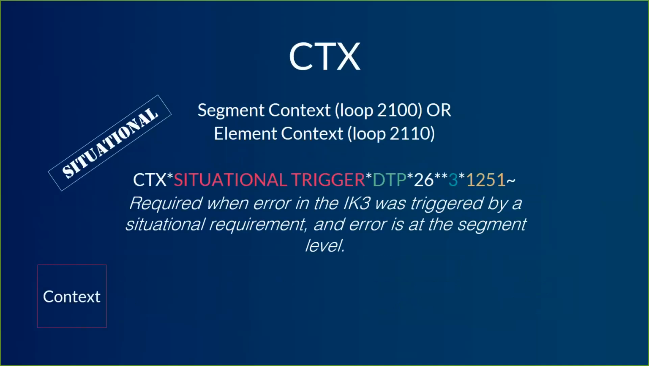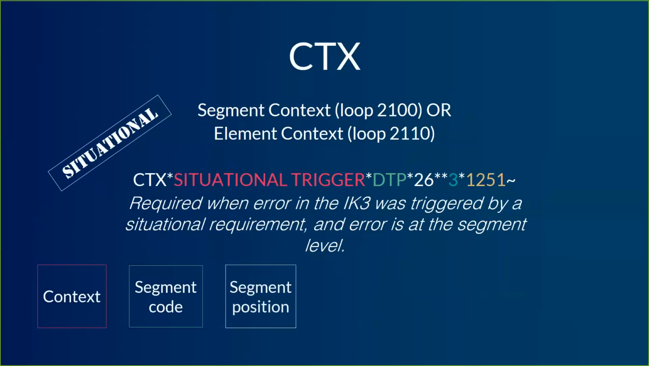So if I look at the CTX02, I see the segment code. Okay, so another DTP segment was the reason for this rule coming into play. Next is the segment position. This is the count. So this is going back to counting from the ST. And the other one was 22. This one's 26. So I know it's a different DTP segment that caused the other one to kind of show up as a problem.